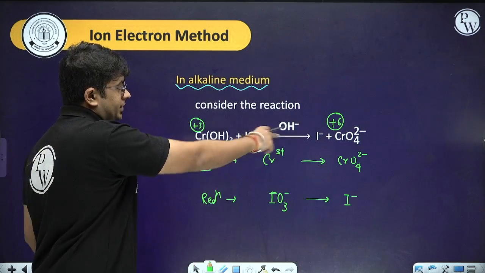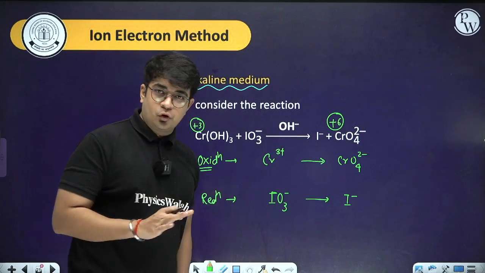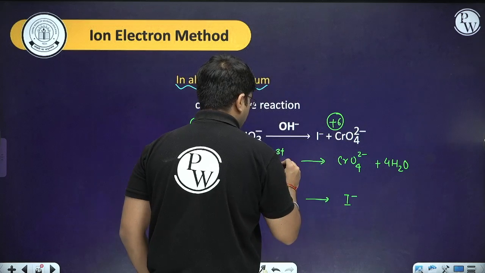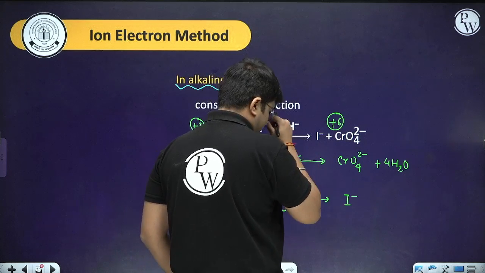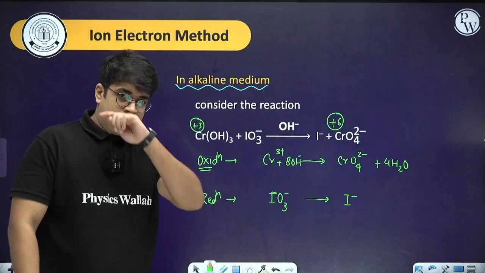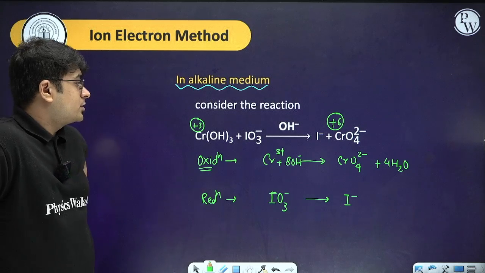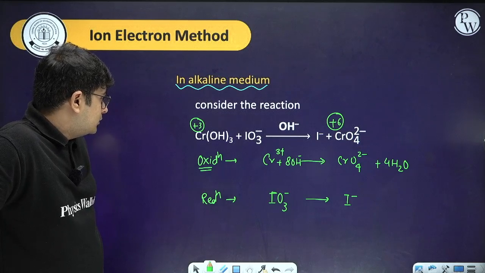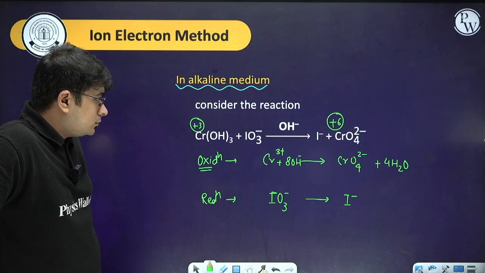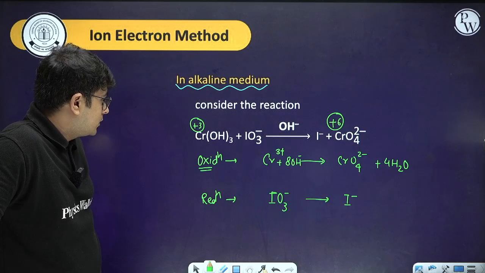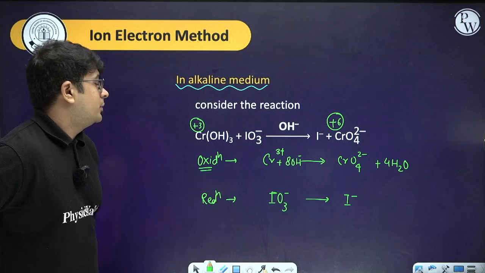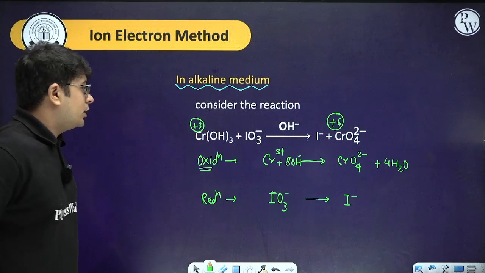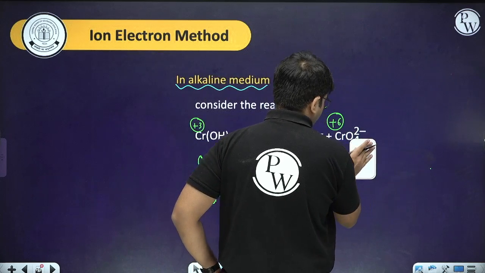Now Cr is already balanced. The oxygen-rich side has 4. On the other side, I can add 4 H2O and twice the amount of OH, so 8 OH will be there. I hope this part is clear. Or what else can we do? We can also add 1 H2O and 2 OH. Oh yes, we can do that part also, if you want.